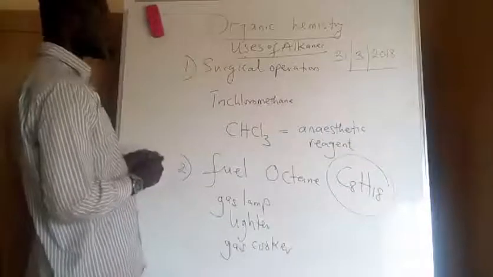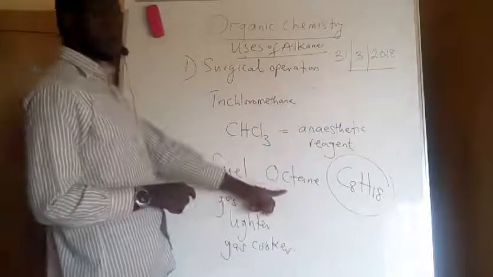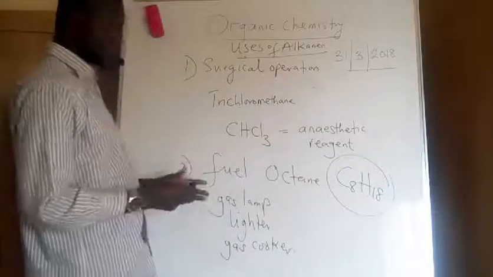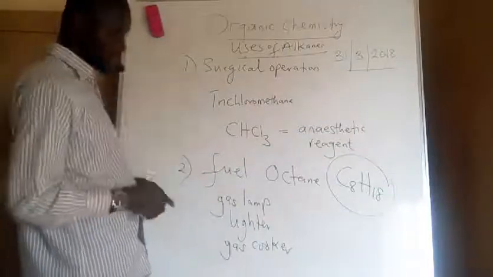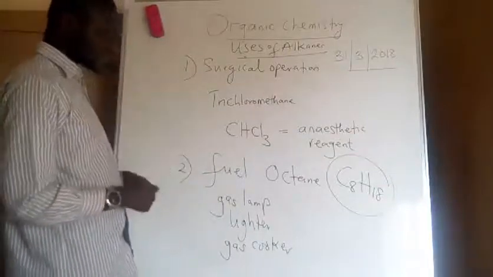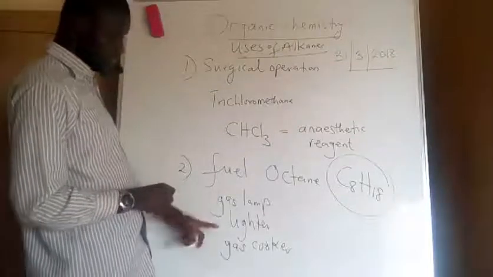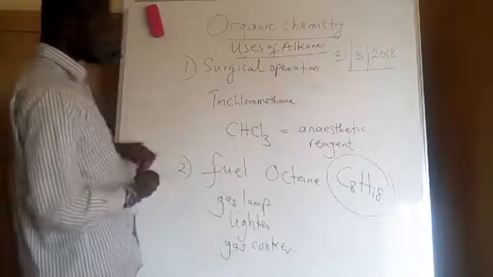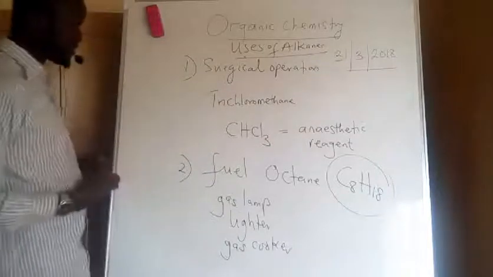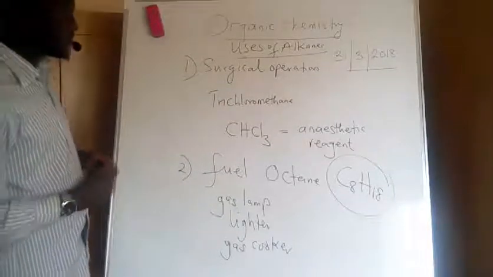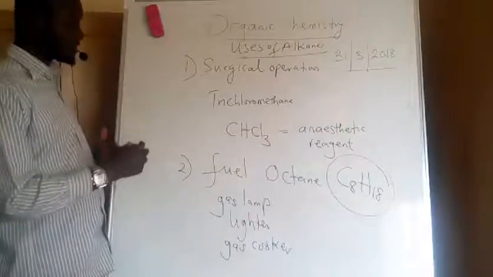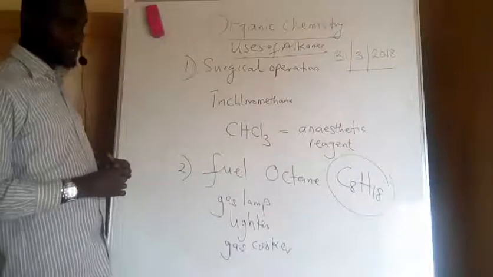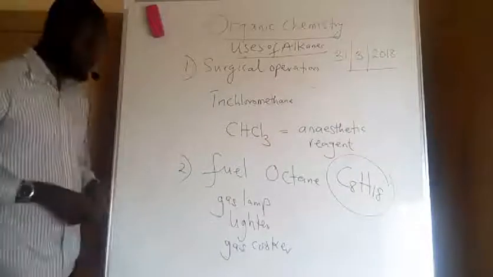So we say alkanes are used as fuel. A very good example is octane gas, which is a volatile gas. It is a liquid when you compress it, but when you expose it, it becomes a gas because it is volatile. So it is used in gas lamps, lighters, and gas cookers. So these are the two important uses of alkanes. So at this point, we are through with alkanes. In our next video, we discuss alkene, which is the second aliphatic hydrocarbon.